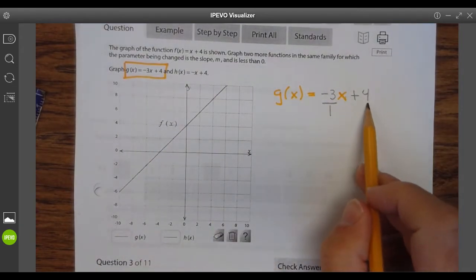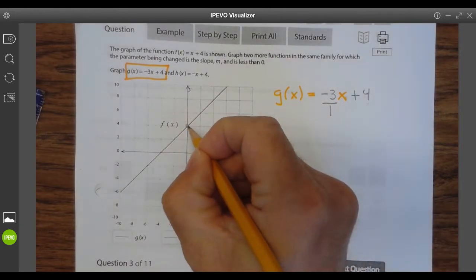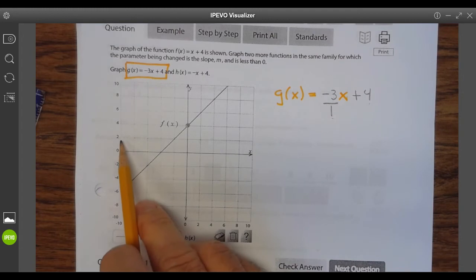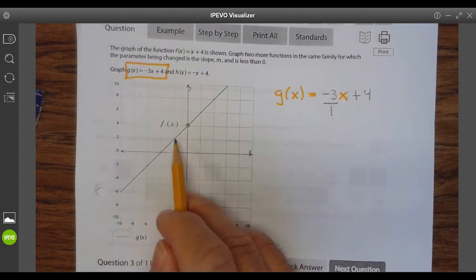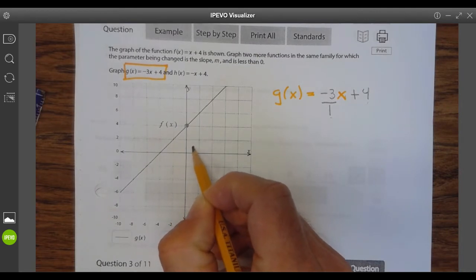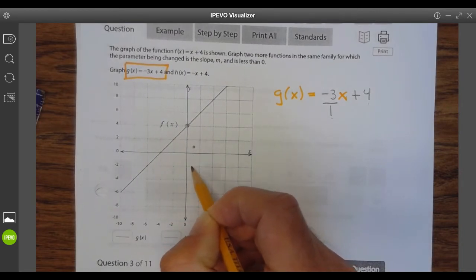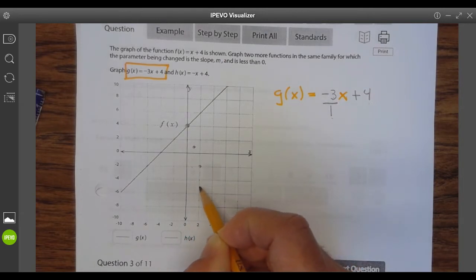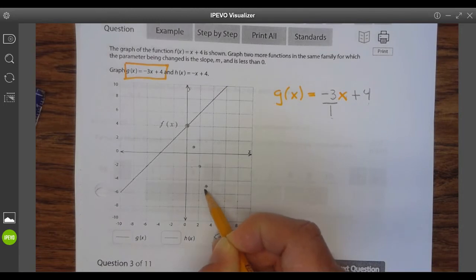So our y-intercept is 4, so we start at 4. And then we go down 3 to the right 1. Now, they're counting by 2s, so technically this is 0, 1, 2, 3, 4. So we go down 1, 2, 3 to the right 1, and repeat that down 3, right 1 pattern.